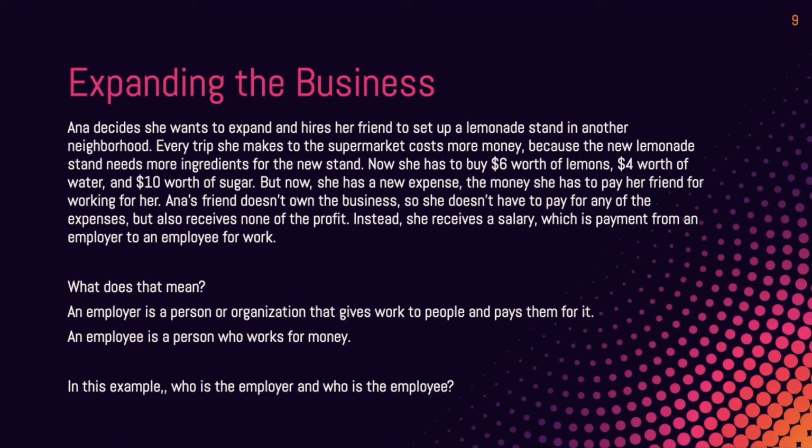But there's now an additional expense. Because Anna hired her friend, she has to pay her friend for the work that she's doing. Because Anna's friend owns none of the business, she doesn't get any of the profit or have to pay any of the expenses. She receives what is called a salary, which is a payment from an employer to an employee for work. There's two new terms here, an employer and an employee. An employer is a person or organization that gives work to people and pays them for it. An employee is a person who works for money.